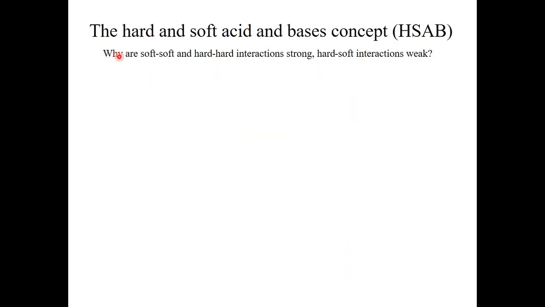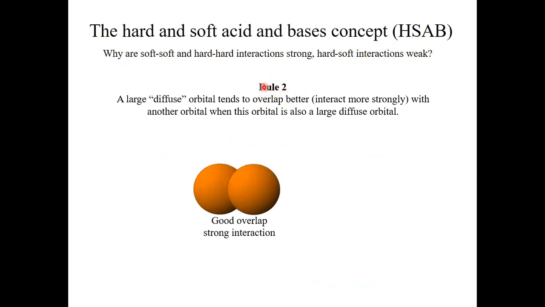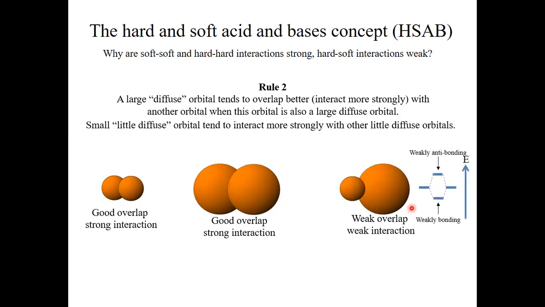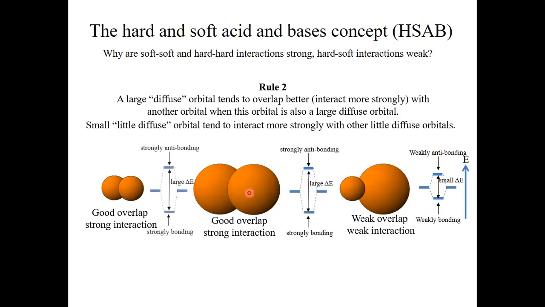So now to the question, why are soft-soft and hard-hard interactions strong and hard-soft interactions weak? As I said before, that leads back to rule 2 in our orbital overlap criterion. When we have two large orbitals overlapping, that gives a strong interaction. When we have two small orbitals overlapping, that gives a strong interaction. But when we have a small and a large orbital overlapping, the overlap area isn't very big, and so there's a weak interaction. So for that reason, you get only weakly bonding and weakly antibonding molecular orbitals, a small delta E, whereas for the other two cases, you get a large delta E and strongly bonding and strongly antibonding molecular orbitals. All right.